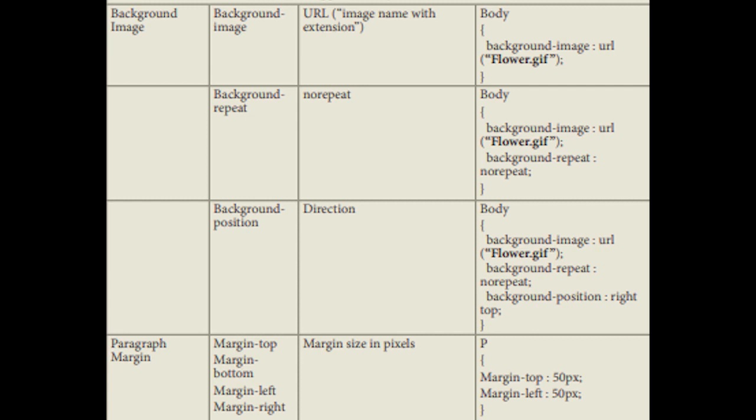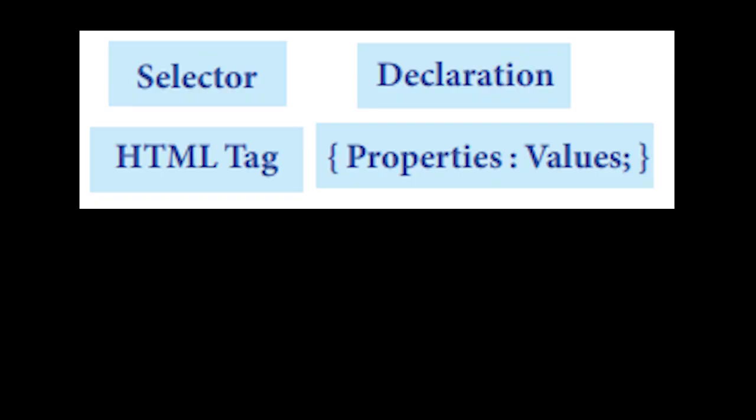These are the properties and values which will come, which are frequently used in CSS. Here first you will use some selector, that is, you'll use an HTML tag, and it will be mentioned in this style and slash style.